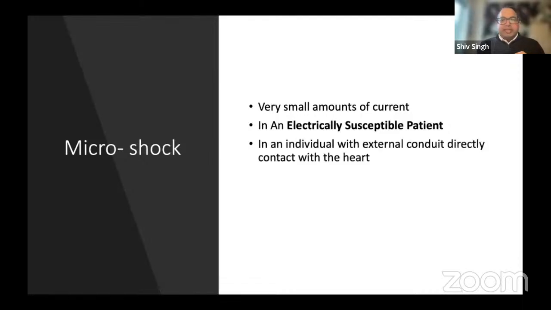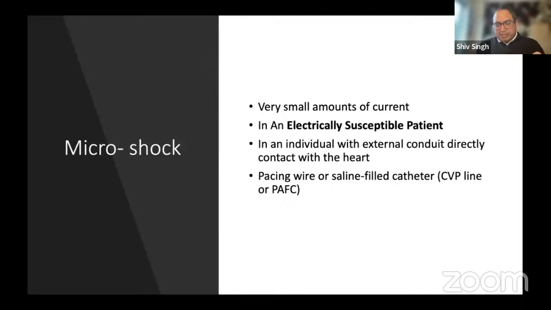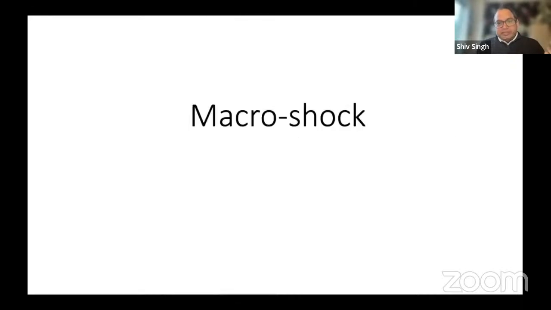So an electrically susceptible patient is an individual who has an external conduit which is directly in contact with the heart. For example, you're looking at pacing wires, saline-filled catheters like the arterial line, the central line, the pulmonary artery flotation catheters. So that's what is required. So there is a connection directly with the heart, and the solution within these catheters is conducting material. So saline is used, which is a conducting material. But for example, pacing wires are conducting material themselves. So microshock can happen in any of these situations. So first we go through macro shock, in which patients and staff both are at risk.